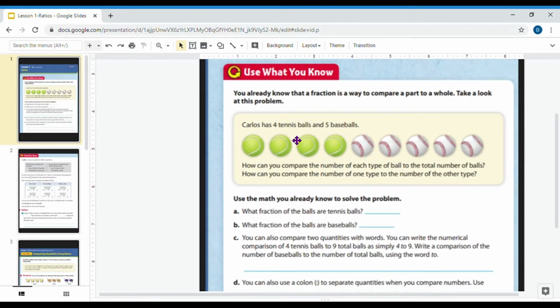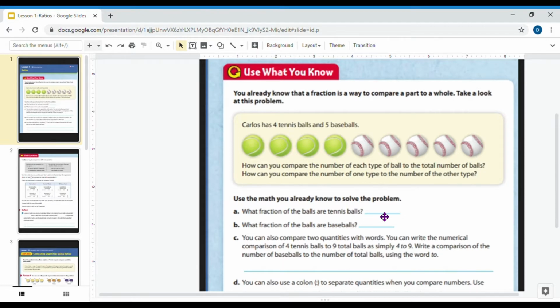It says use what you already know, that a fraction is a way to compare a part to a whole. So taking a look at our first problem right here. Carlos has 4 tennis balls and 5 baseballs. And it's asking us 2 questions. How can you compare the number of each type of ball to the total number of balls? And then how can you compare the number of one type to the number of the other type?